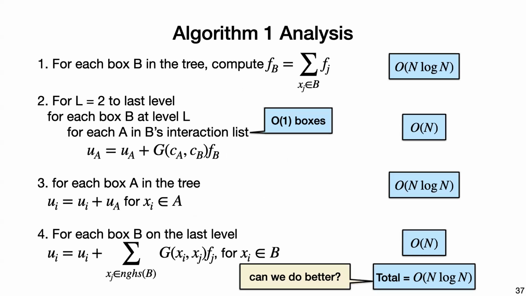So if we were to analyze this, the first one is n log n. The second one is order n, even though it looks like the most complicated step. The next step is the reverse of pre-computing the forces, pushing down back into the boxes, which is n log n as well. And then this last one is order n, because you have n leaves, and each one has a constant number of neighbors. So the total time would be n log n, adding them all up.